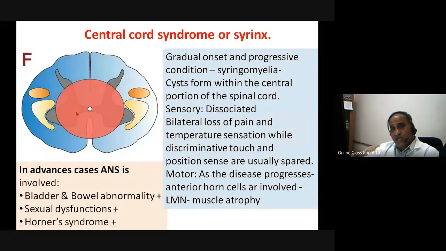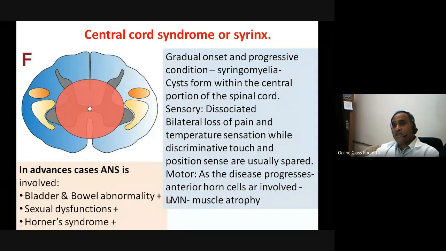But if you are looking at the intersegmental or, in the same segment, interlimb, so from here to here, there is what is called a crossed extensor reflex, because it has to pass through this area, so maybe first there is a loss of the crossed extensor component of the reflex. So discriminatory touch is late to be involved, or it is usually spared. The motor, as the disease progresses, there may be involvement of the anterior horn, then motor.